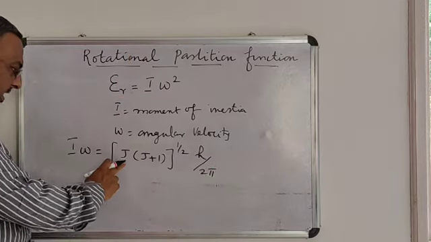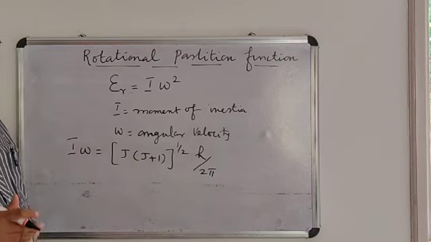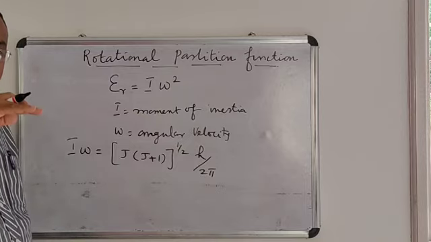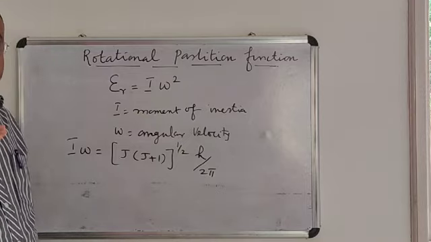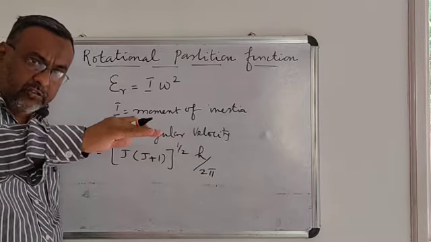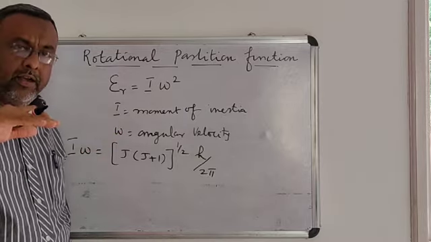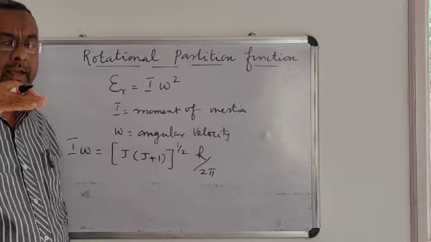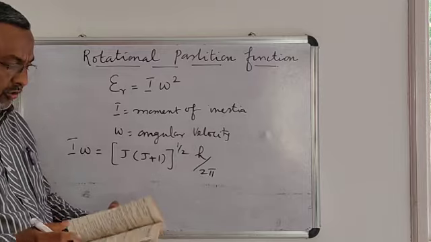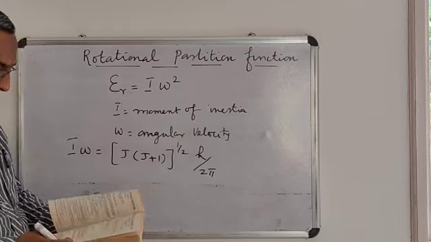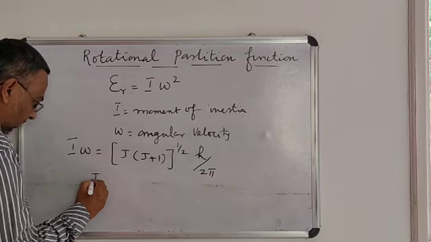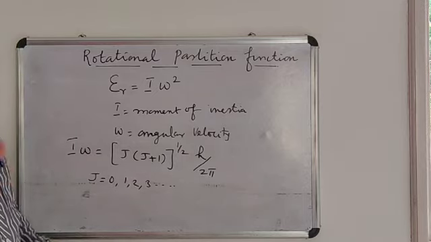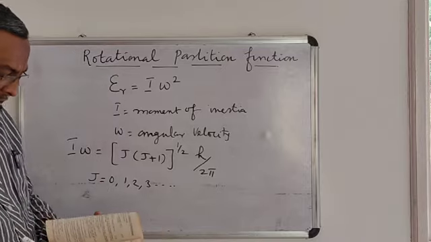What is this J? J is called the rotational quantum number. It has integral values. Actually, J denotes the rotational energy levels. J equal to 0 represents the ground state rotational energy level, J equal to 1 the first excited level, and J equal to 2 the second rotational energy level. So there are different rotational energy levels with integral values, J equal to 0, 1, 2, 3, etc., depending upon the number of rotational energy levels.